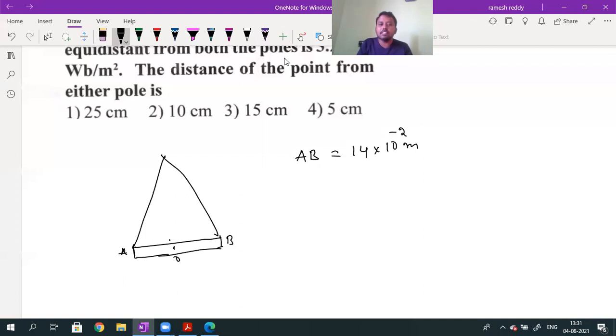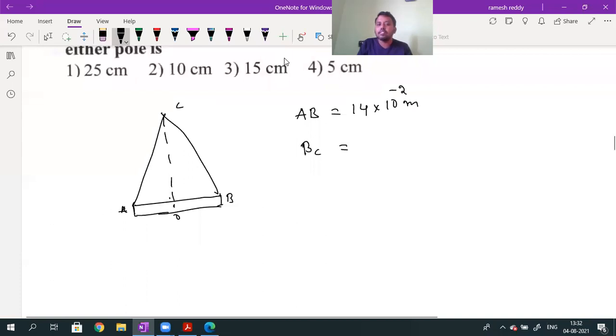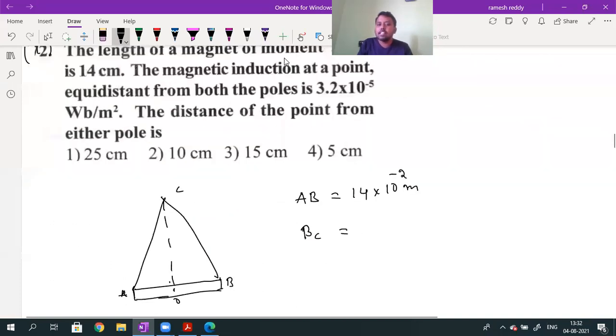Now this is the third vertex. The third vertex will be lying on the equatorial line, and it is equidistant from both the poles. They gave the magnetic field induction at the third vertex, BC, as 3.2 into 10 to the power of minus 5 Tesla or Weber per meter square. This is the magnetic field induction at point C. Is point C lying on the axial line or the equatorial line? It is lying on the equatorial line.